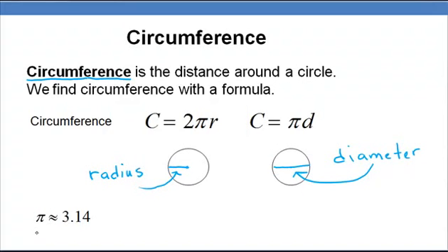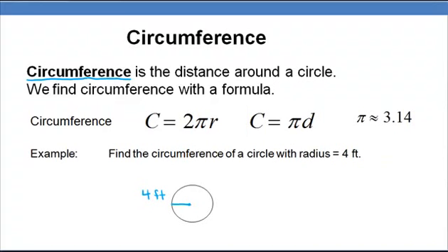For pi, we're going to use a decimal approximation of 3.14. Pi is a decimal that continues on forever, but we will round it to 3.14, and that is why we have used the wavy lines. It's approximate. It is not exact because we've rounded.